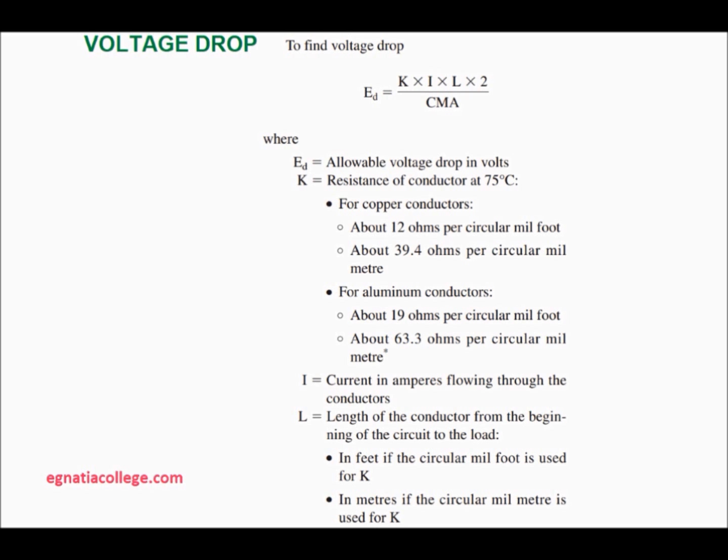The simple voltage drop formula is more accurate with smaller conductors, but loses accuracy as conductor size increases. It is sufficiently accurate for the voltage drop calculations necessary for residential wiring. Voltage drop formula is ED equals K times I times L times 2 divided by CMA.